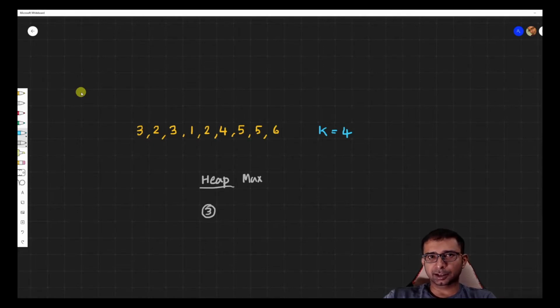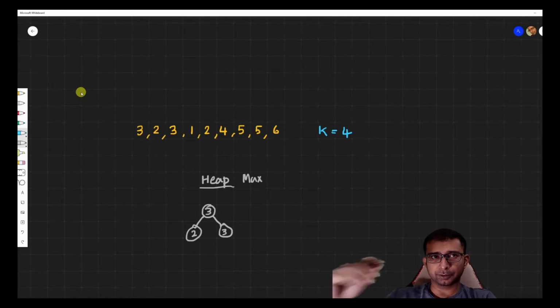So nothing is there. 3 is the root of the heap, right? Then I put a 2. So 2 will come and sit over here, right? As soon as I insert this 2, the heap verifies whether it is breaking the contract of the heap. It sees that no, it's not breaking the contract. Then I get a 3 and I put the 3 on the left side. Keep in mind, in a heap we fill from top to bottom, left to right, right? So again, this is not violating.